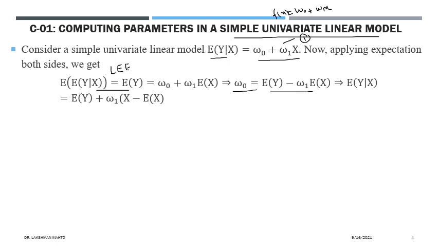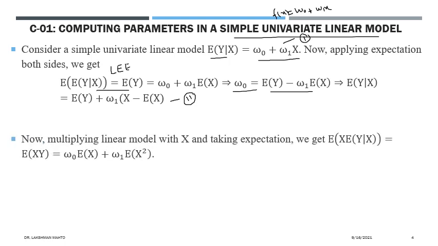Further, we express this linear model as expression number 2, where we see only one parameter, omega 1. We did this simplification, it is not that we are doing it directly. Again, we multiply equation 1 with the random variable x, and after that take expectation. Then we get this expression, and we know that the expectation of x times the conditional expectation is equal to the expectation of x times y. That derivation I had already discussed.